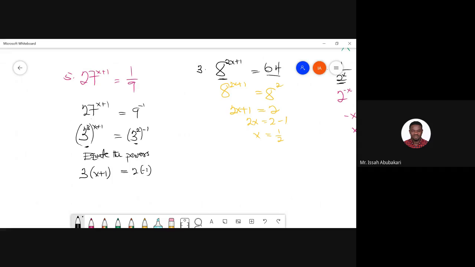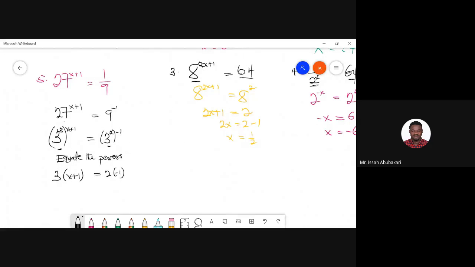Is that okay? Or from this side, we can also write it as 3 exponent 3x plus 3 should be equal to 3 exponent minus 2. Then you equate the exponent. And when you equate the exponent, you're going to get 3x plus 3 is equal to minus 2. And then 3x is equal to minus 5. x is equal to minus 5 divided by 3.